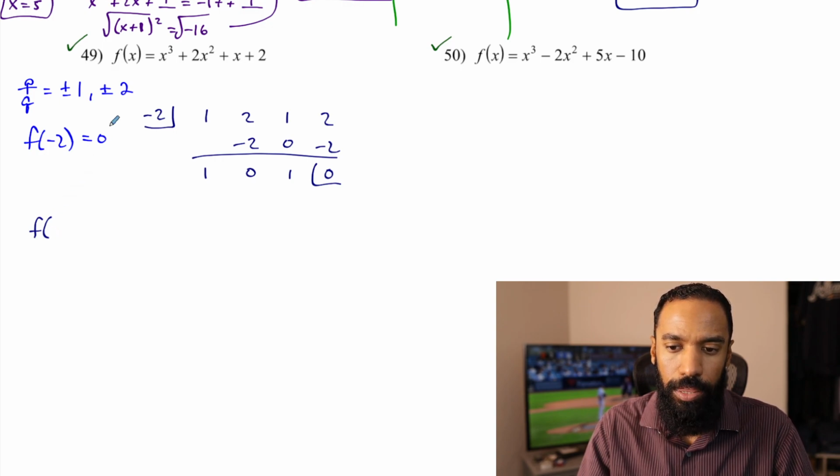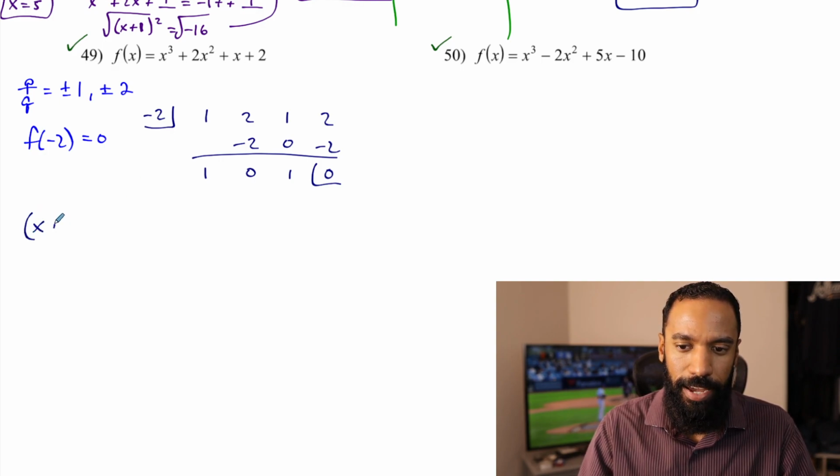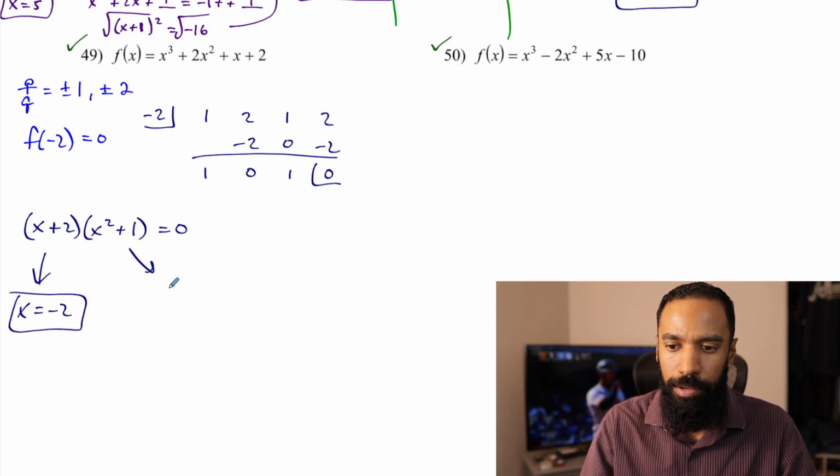So this leads me with, whoops, I'm going to set it equal to 0. X plus 2 is a factor, and then x squared plus 1 is a factor, right? This is x squared plus 0x plus 1. So x squared plus 1, set it equal to 0. So negative 2 was my only rational root right here, and the other ones come from this. And again, I'm going to solve using square roots there.